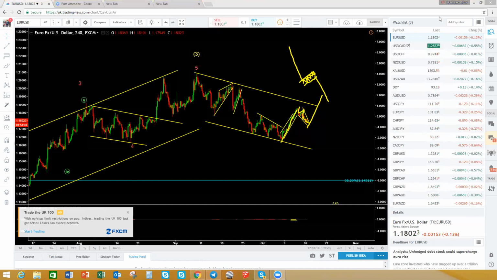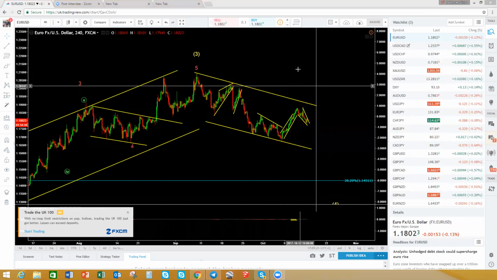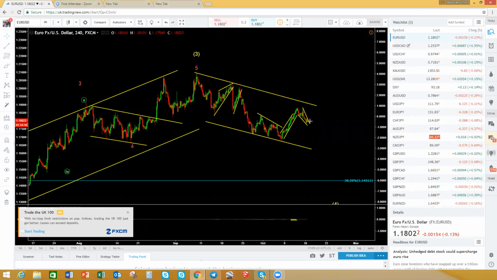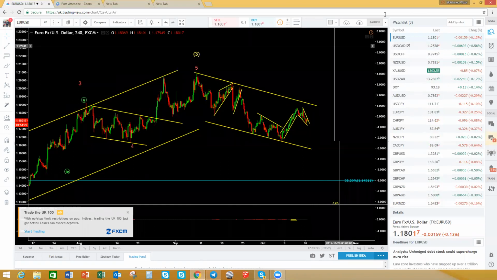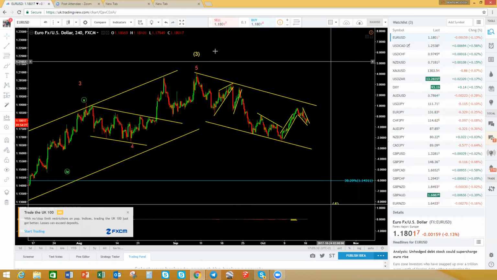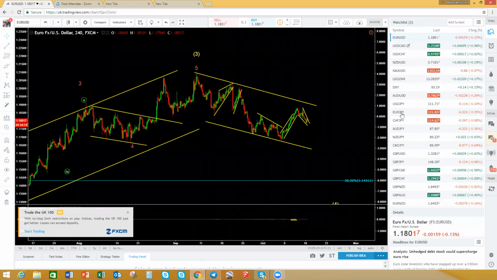So that's the euro US dollar, and that's how we're going to look at it. This will confirm to us if it breaks out of here, we're going to be buying, or it's safer to buy on the break of the top of the flag. Right, so I want to discuss US dollar JPY. It's a very interesting pair.